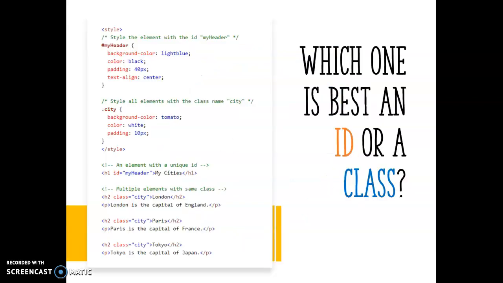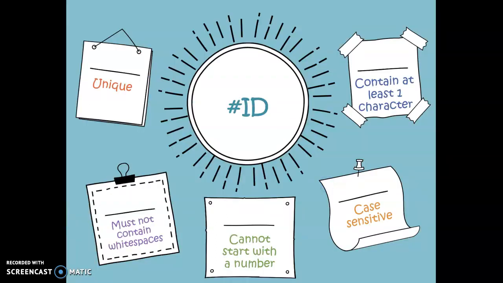How do we know which one to use? ID or a class? ID selectors are unique. They must not contain any white spaces, like a space or a tab. They cannot start with a number. They are case sensitive and must contain at least one character.